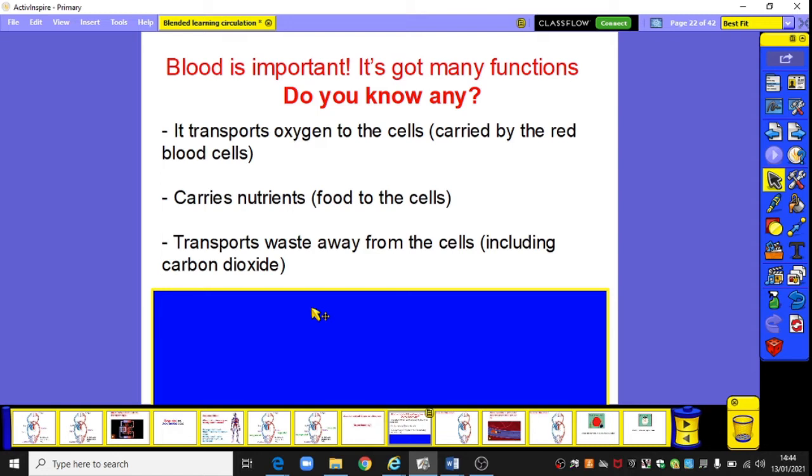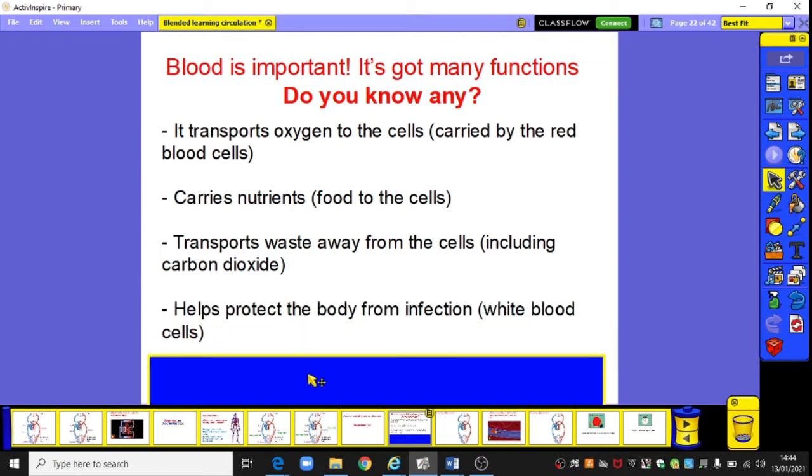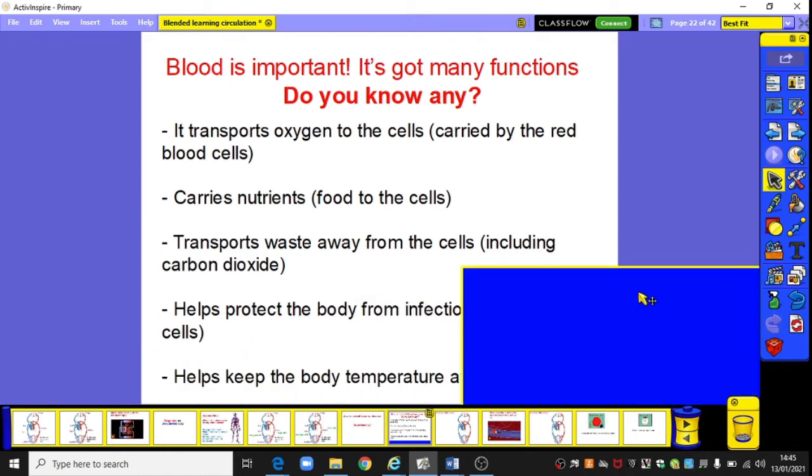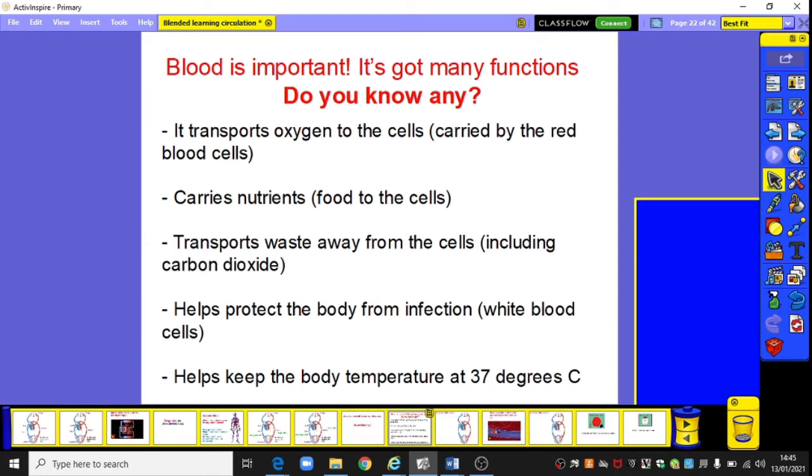One of the other functions of the blood is transporting waste away from the cells, including the waste carbon dioxide, the gas that we don't need in our body and we want to expel. And the blood helps protect the body from infection with the use of white blood cells. Finally, it helps keep the body temperature at 37 degrees Celsius so that it can keep that regulation of temperature within our bodies so we don't overheat.